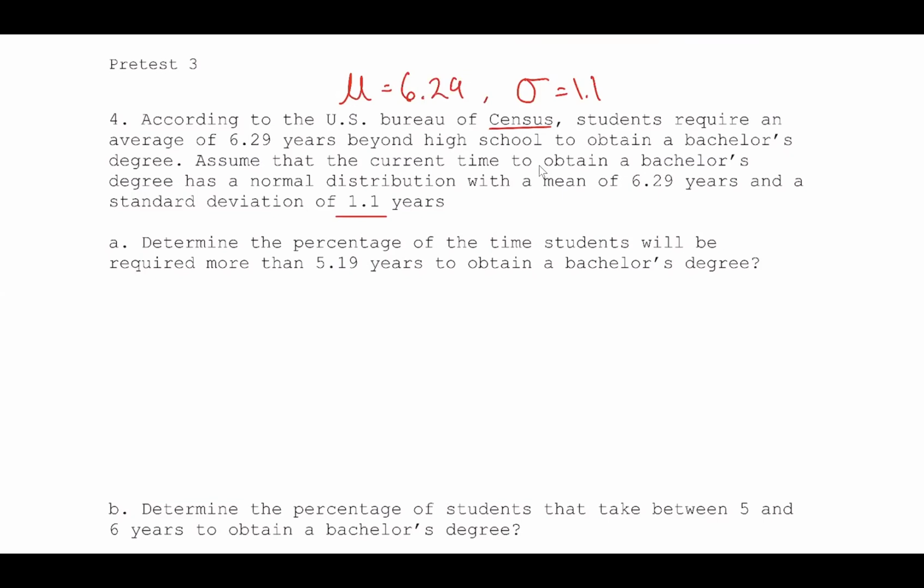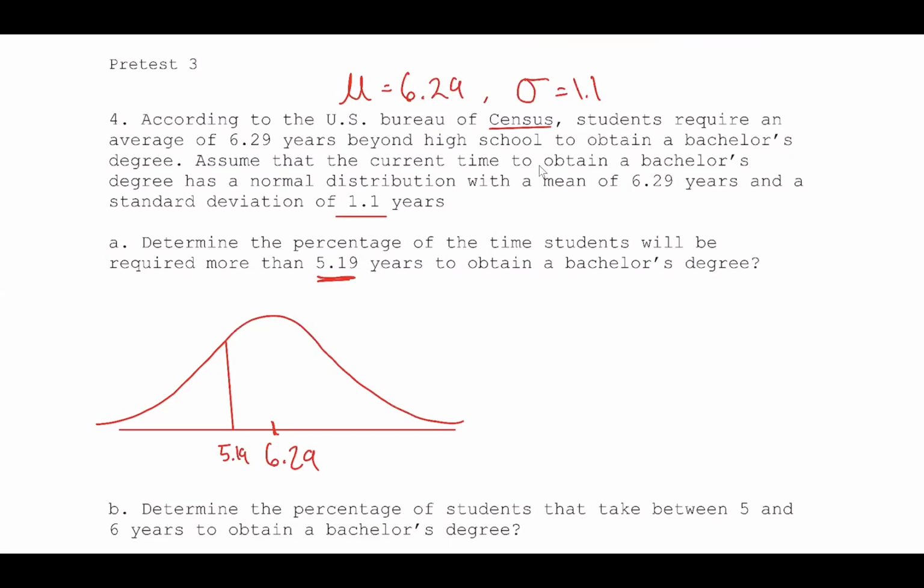All right, so let's go ahead and do this. So we draw this out. You put the mean, 6.29. And if you look at it, it says 5.19. So you put 5.19. 5.19 is smaller than 6.29. So that way you put it to the left-hand side. If you look at it, it says more than 5.19. So you shade the right-hand side.